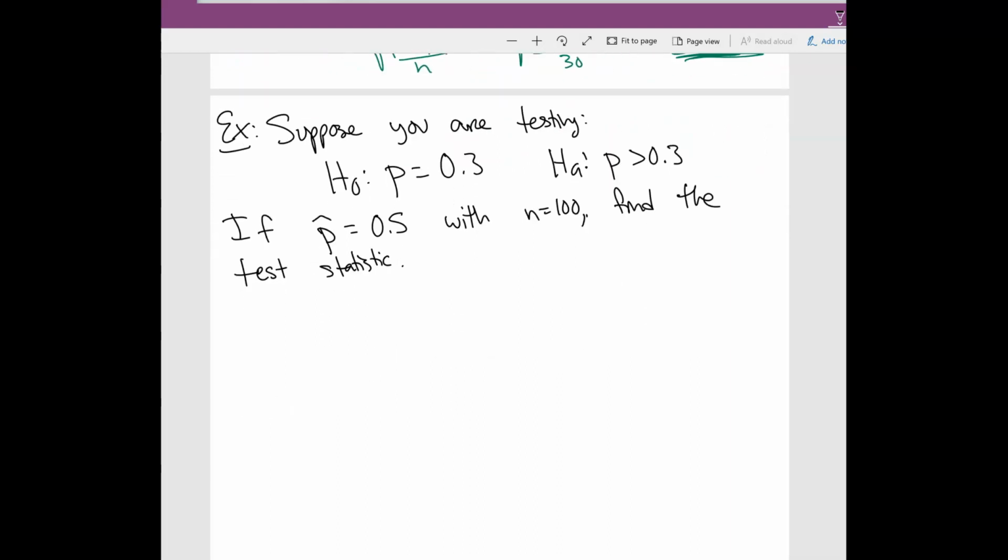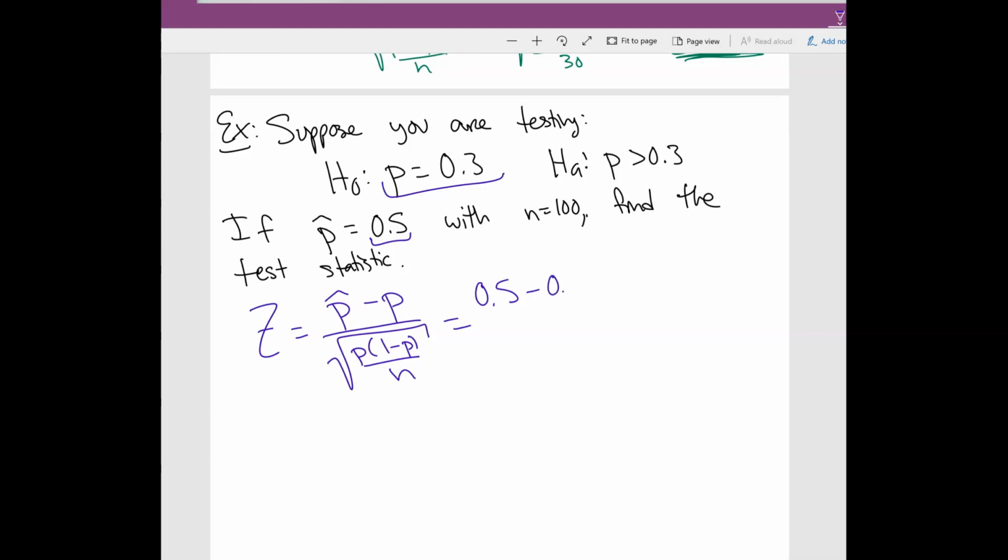Let's find the test statistic for this case. We know that z is equal to p hat minus p divided by the square root of p times 1 minus p over n. p hat was already given to us. It was 0.5, minus p. p in this case is equal to 0.3, divided by the square root of 0.3 times 1 minus 0.3 divided by n, which is 100. Let's go into our calculator. We put in 0.5 minus 0.3 divided by the square root of 0.3 times 1 minus 0.3 divided by 100. And what I ended up getting was 4.36.